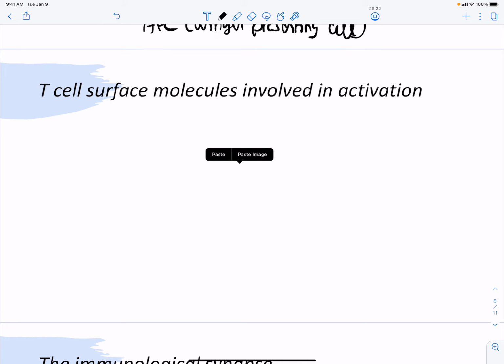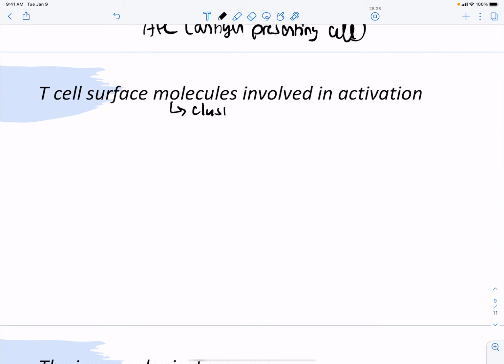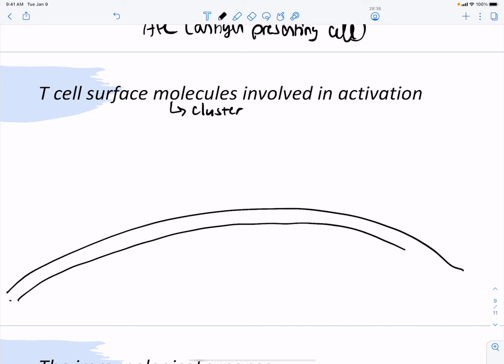Okay, so we have a cluster of molecules on the surface of T cells. T cell surface molecules cluster, and they're given certain names. So again, we'll have our T cell, and there's a cell membrane. Now we already know that we have a T cell receptor. And this T cell receptor has a membrane bound as well as an external part. This is called the TCR.